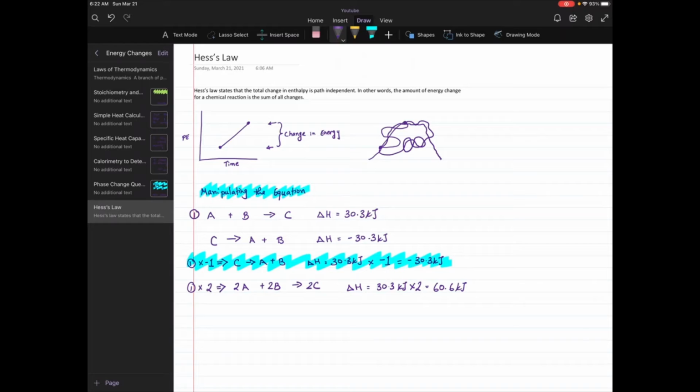The second way we learned was how to multiply a coefficient, or all the coefficients, by a number. You can multiply all the coefficients by a constant value, and that will keep the proportions the same. And when you do this, you also have to multiply the delta H by the same value. That way, the equation is still valid, still maintaining its ratios and stoichiometric coefficients.